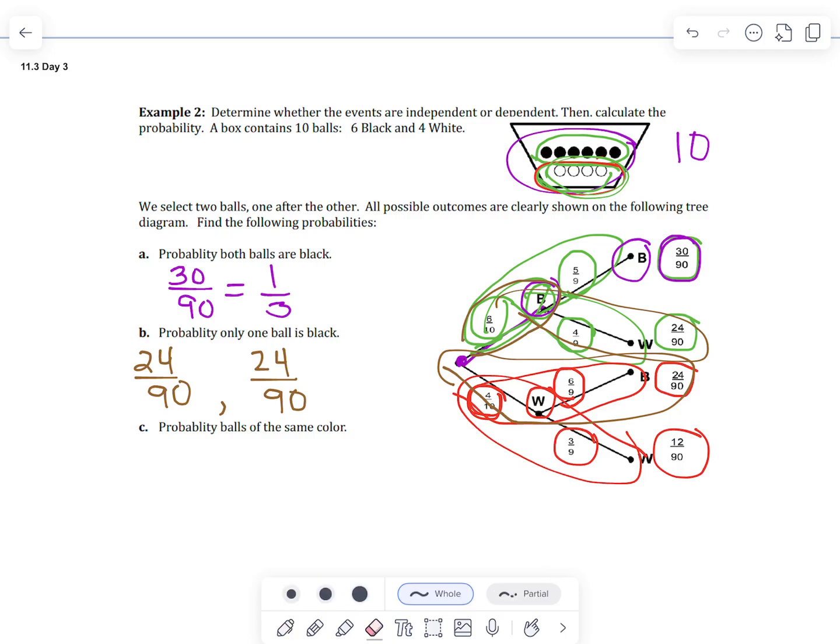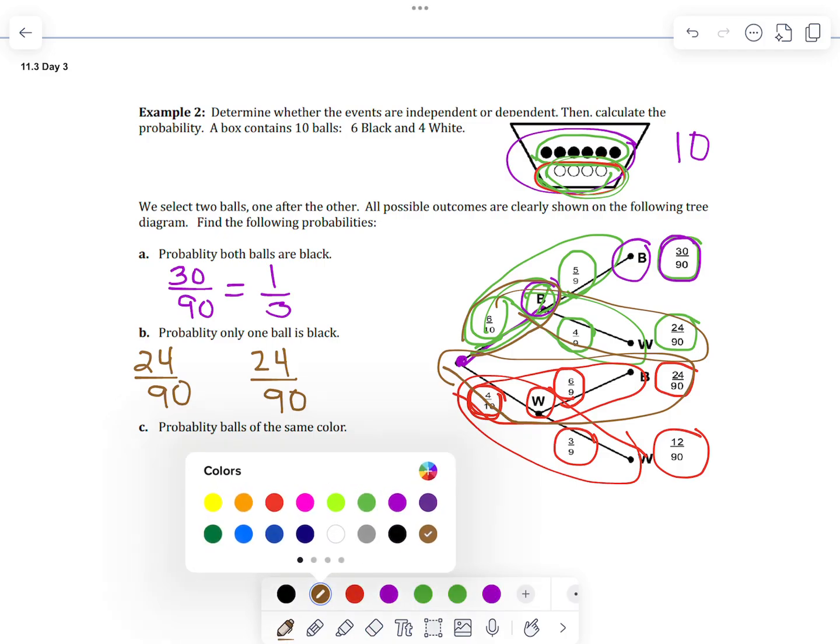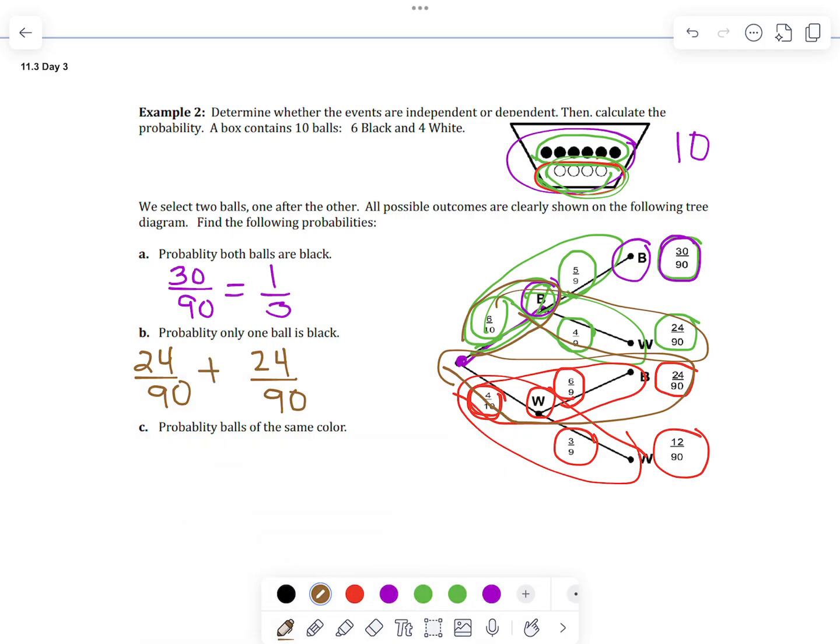So then what you do is you add those two events together, and you get 48 out of 90, and then reduce that fraction down to 8 over 15.